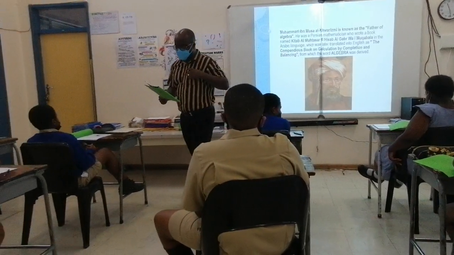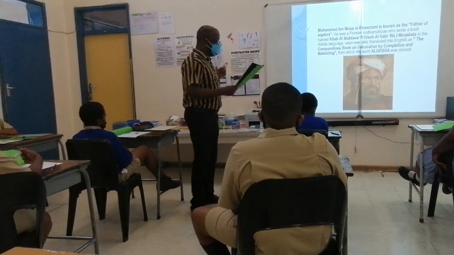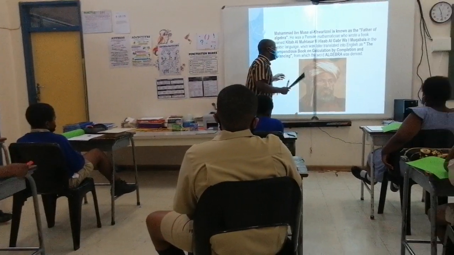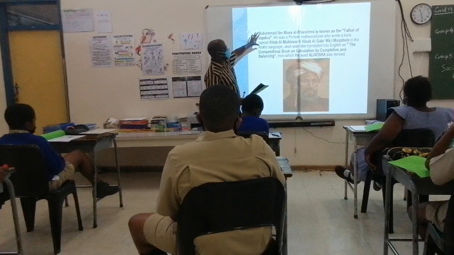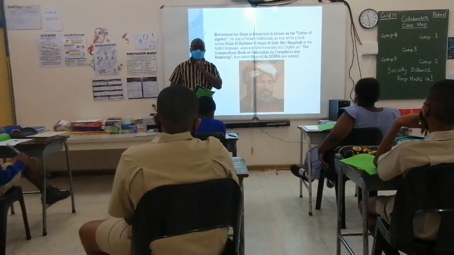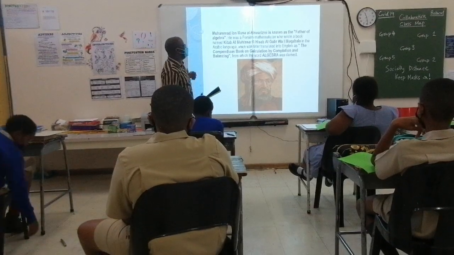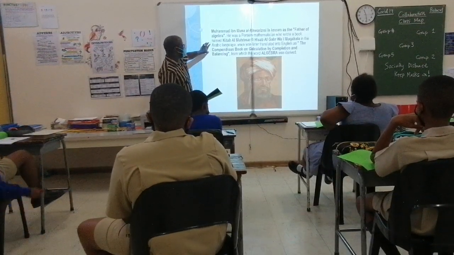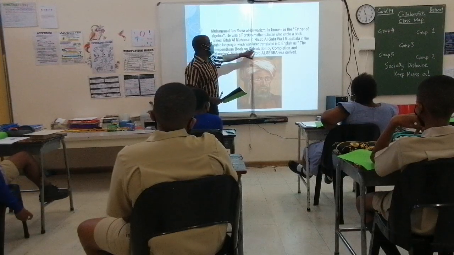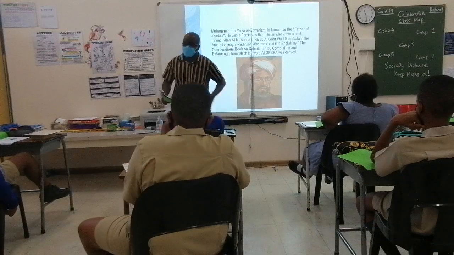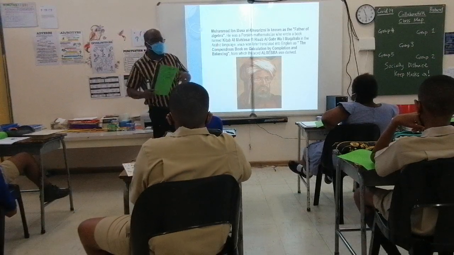I can't pronounce his name, it's in Arabic, but I know his first name was Muhammad ibn Musa al-Khwarizmi. Okay, he's known as the father of algebra. Okay, he was a Persian mathematician. Okay, he lived a very, very long time ago. And he wrote a book which he translated into English. It is the Compendious Book on Calculation by Completion and Balancing. He's the guy who came up with algebra, with equations, and all the rest of it.